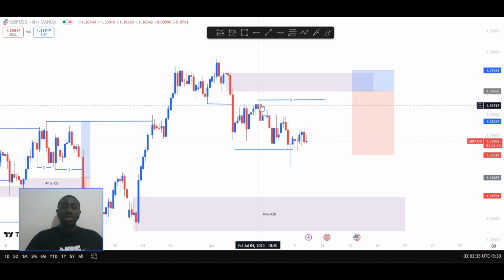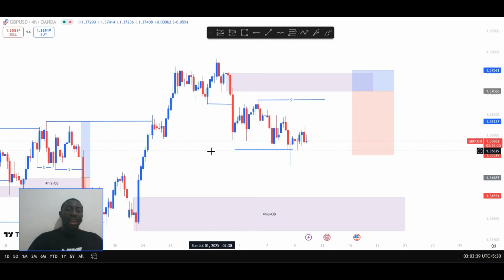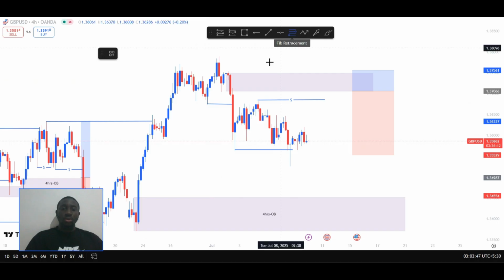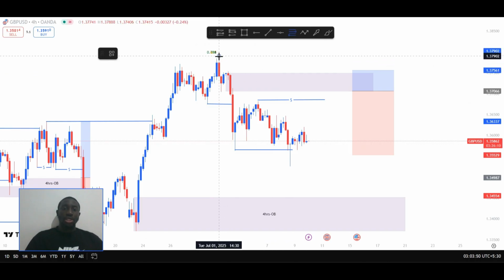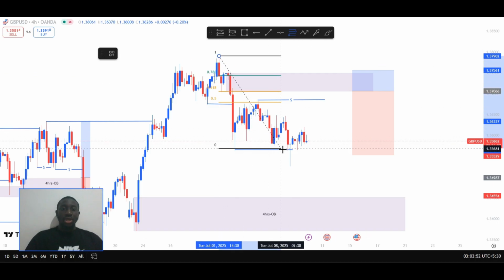Because this pullback is not complete. Why is it not complete? Now I want to show you a confluence that you need to be using to check if your pullbacks are complete or not. You take your Fibonacci tool, draw it from where the structure started till where it takes out the low.